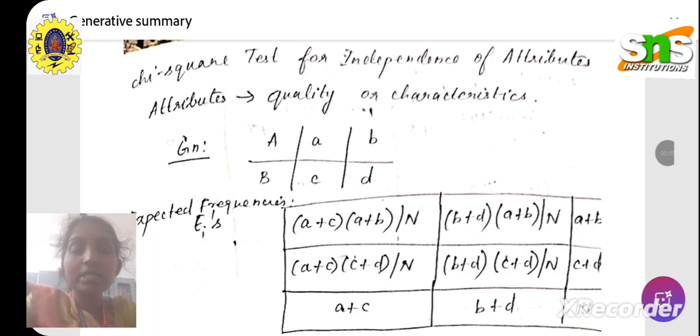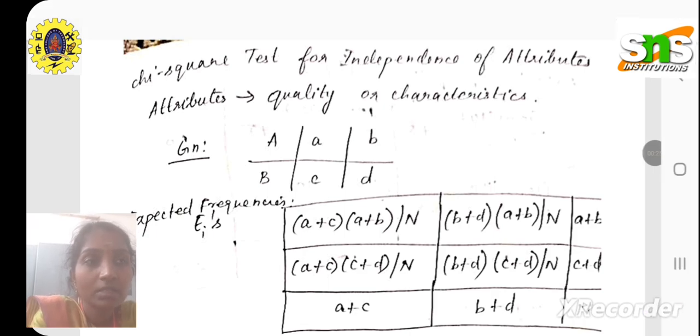This is a continuation video on the chi-square test, and we are on to the topic of independence of attributes. Recalling the formula given, attributes are nothing but the quality of the characteristics of the behavior, or the property of the content of the raw data given, and the data will be given like A and B, this A and B.